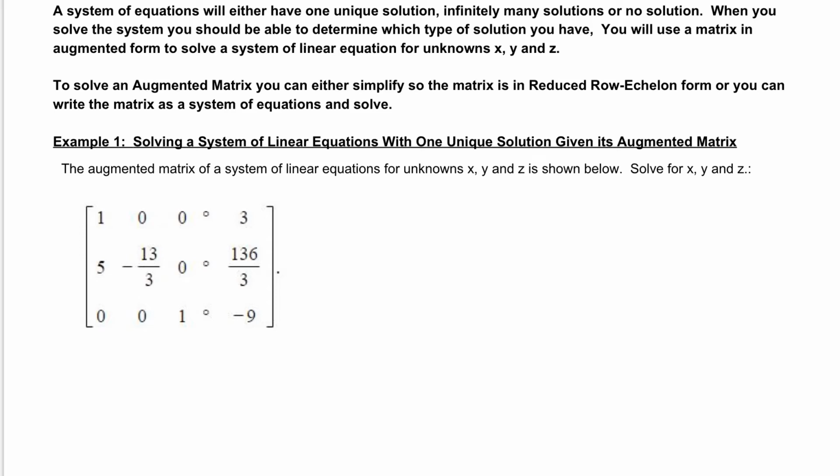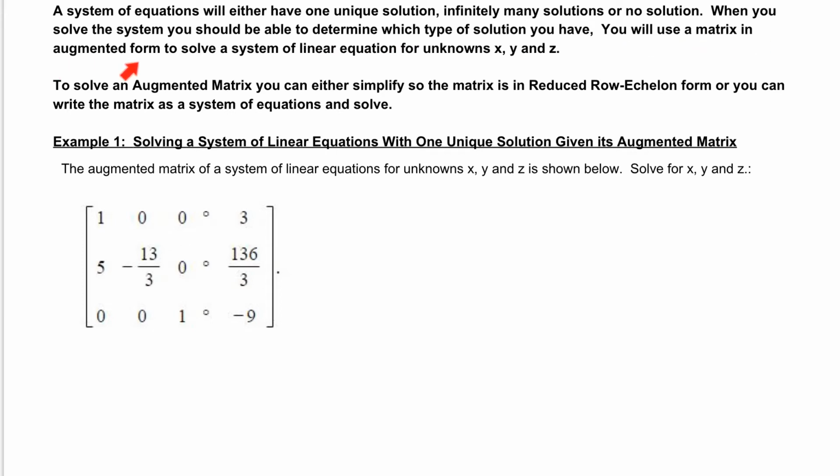In day 5, we're going to solve systems using matrices. So let's read the top. It says a system of equations will either have one unique solution, infinitely many solutions, or no solution. When you solve the system, you should be able to determine which type of solution you have.